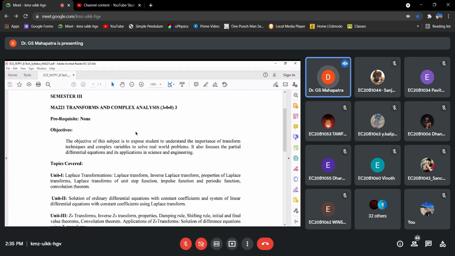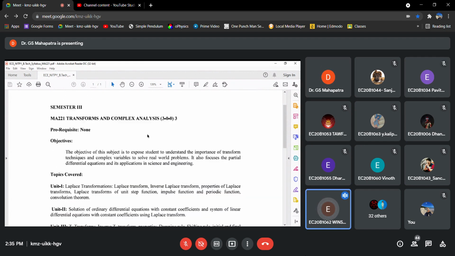Have you studied anything regarding transformation earlier? Which semester you have studied, if you have studied, or which class? You have not studied earlier. Sir, last semester we studied Fourier transformation. Good, very good. Fourier transformation you have already studied. So now this time Laplace transformation, correct?